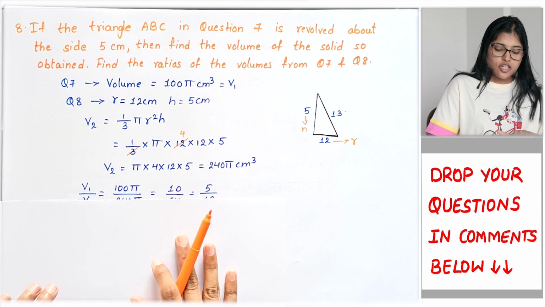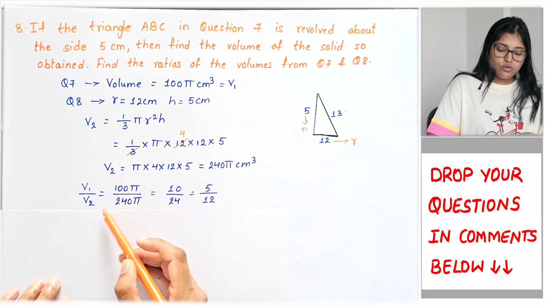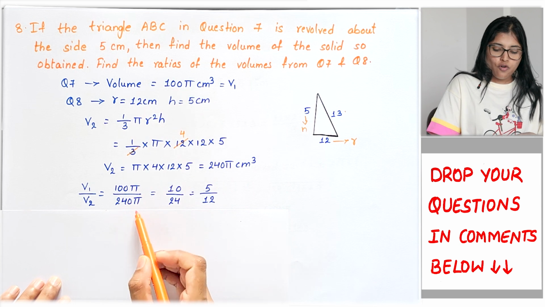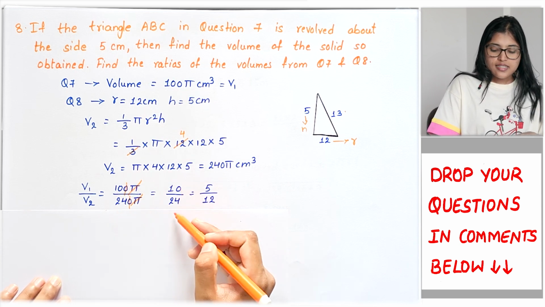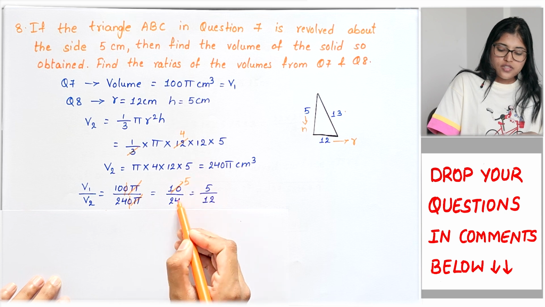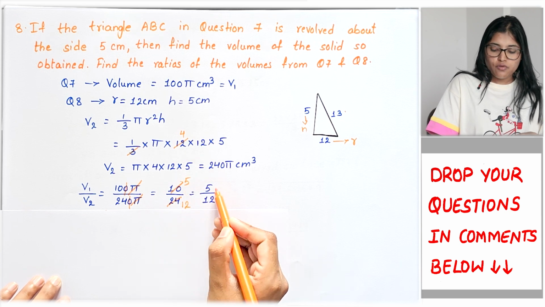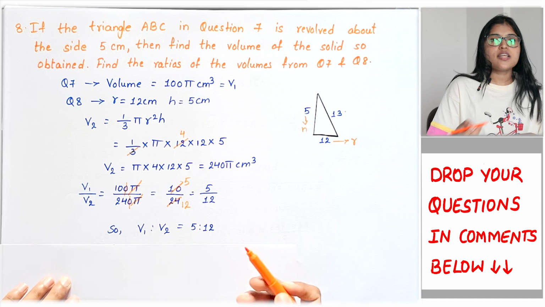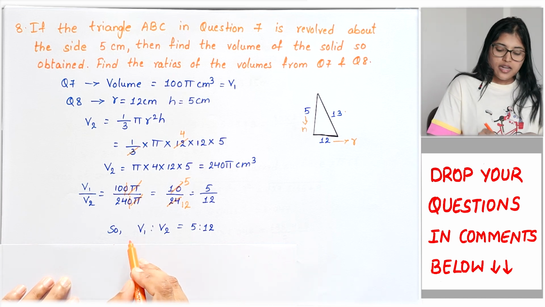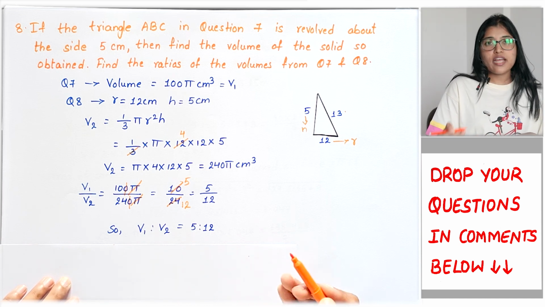Now to find the ratio, I can do V1 by V2, which is 100 pi by 240 pi. Pi gets cancelled. I can cancel the zeros and write as 10 by 24. So 2 5s are 10 and 2 12s are 24 gives me 5 by 12. So the ratio of the 7th question and the 8th question can be written as V1 is to V2 equals to 5 is to 12.